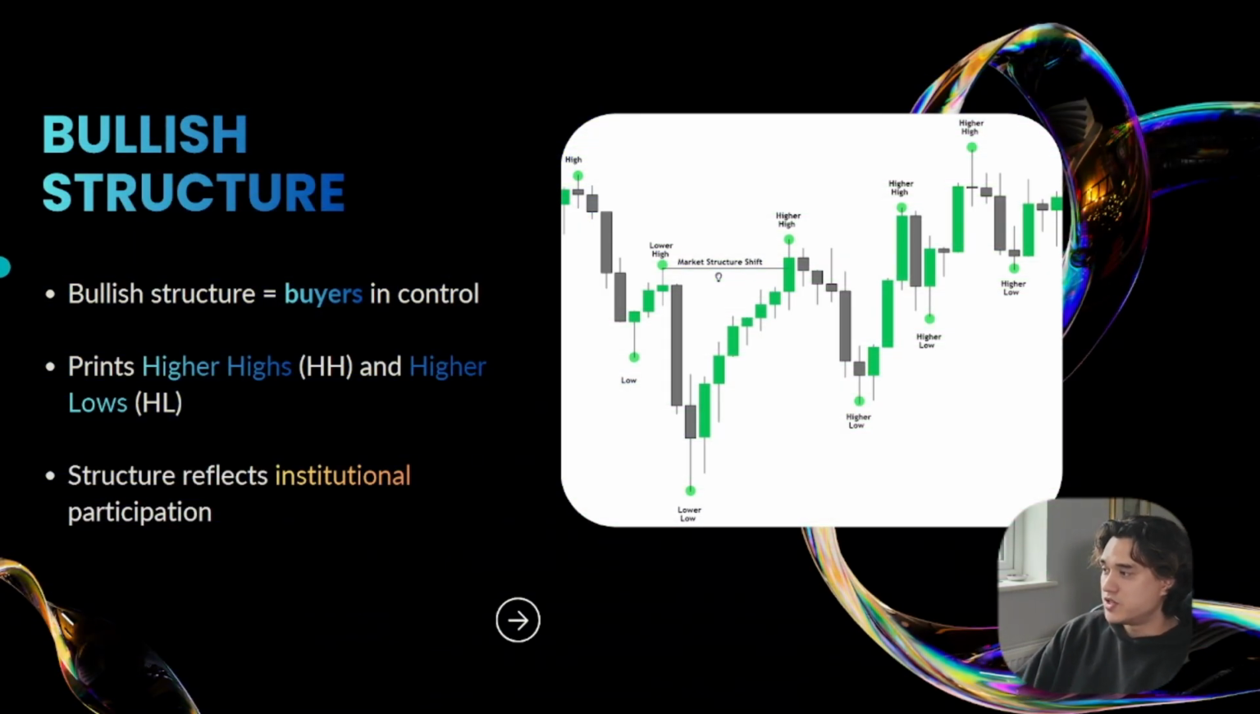This brings us to the most important question a trader can ask. Who is in control? Market structure gives us the answer. If we see a clear bullish structure in this example here, it tells us the buyers are in control. They are willing to pay higher prices and defend pullbacks. And we can see in this example here, we're forming the higher high and higher low sequence, showing a bullish order flow sequence. Now, crucially, this isn't just retail buying and selling. This structure is the footprint of institutional participation.